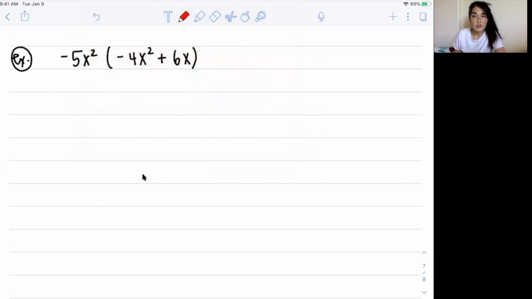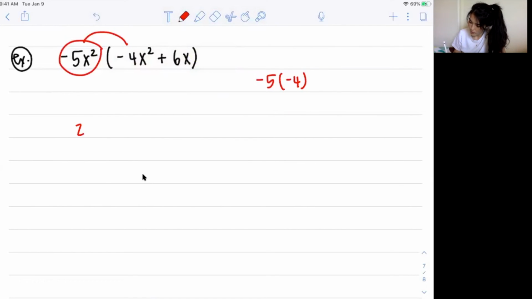All right, so just be careful here. Notice you are distributing a negative. So it's going to go to that first term. So number times number. It would be negative 5 times negative 4, which is going to give you positive 20. And then it's also going to be letter times letter. X squared times x squared. Remember, the key was to add those exponents. So there's actually going to be 4 of them there. So then x to the 4th.